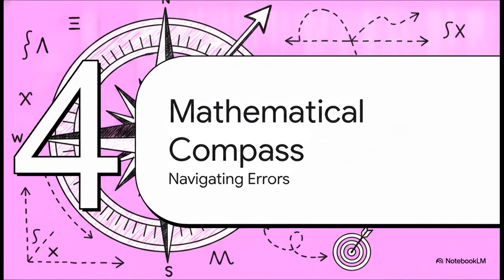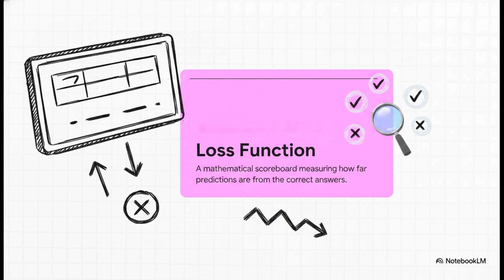Let's dive into Section 4, the mathematical compass, navigating the errors. Okay, so to actually fix those residual errors, gradient boosting relies on a mathematical compass to guide its way. It needs a reliable way to measure its mistakes and know exactly which direction to go to fix them. Enter the loss function. Think of the loss function as our scoreboard. It is the ultimate objective the algorithm is desperately trying to minimize with every single new step.